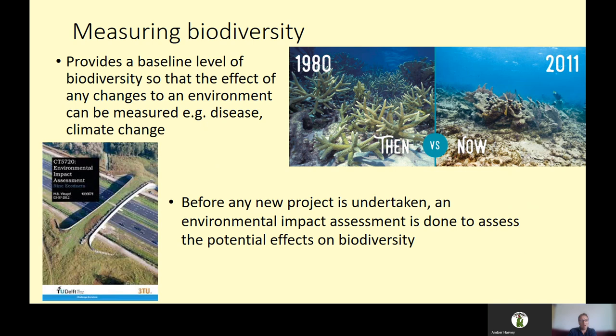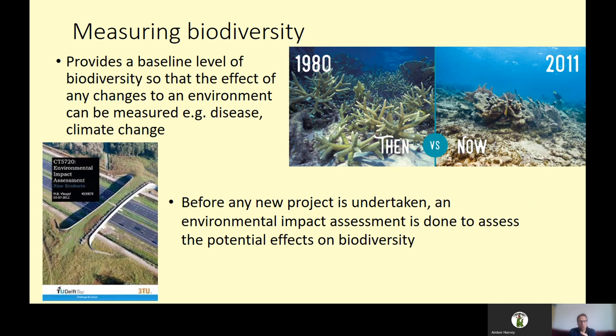So, just to put this into a bit of context as to why this is important, and why we need to measure biodiversity. This is something that is becoming more and more important now. It provides a baseline level of biodiversity so that the effect of any change to an environment can be measured. For example, coral has been measured and analysed for a number of years, and you can see in those pictures the changes that have happened in both the species richness, the number of different species, and potentially the species evenness. Is one particular species able to survive the devastation that's happening to coral reefs, which is quite clear, or are there things that are being affected in certain ways?